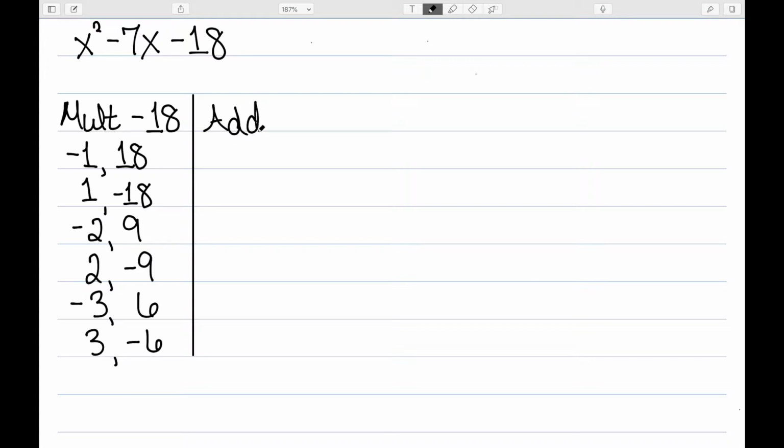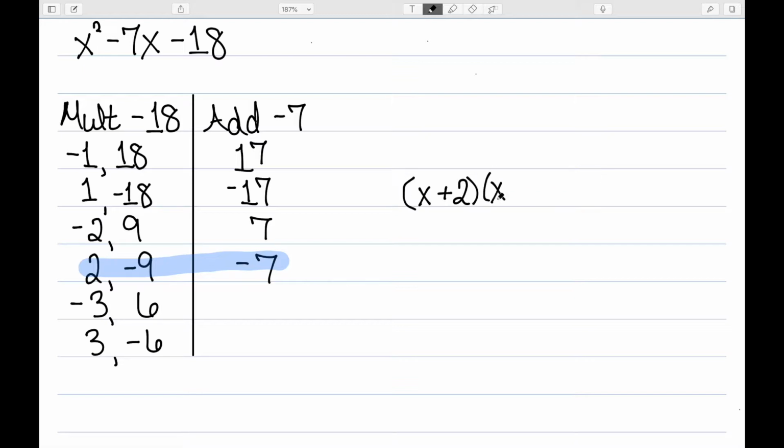I need them to add to be the number in front of x, negative 7. Well, this is 17 here. 1 minus 18 is negative 17. Negative 2 plus 9 is 7. 2 minus 9 is negative 7. And you can keep going to fill in this chart, but we have exactly what we needed. So we can write this as x plus 2 and x minus 9. And just like the last example, you can FOIL this out and make sure it still works.